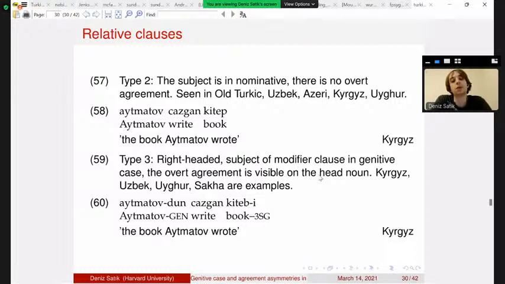So that's the Turkish type, which appears to actually be quite rare. So in Old Turkic, for example, Uzbek, Azeri, Kyrgyz, and Uyghur, they have a different type of relative clause. So the subject is in the nominative, and there's no agreement at all. So like the book Aitmatov wrote, there's just no genitive case on it. It's in the nominative or bare, and there's no agreement whatsoever on the head noun. It's just totally empty. No agreement, no case, nothing.